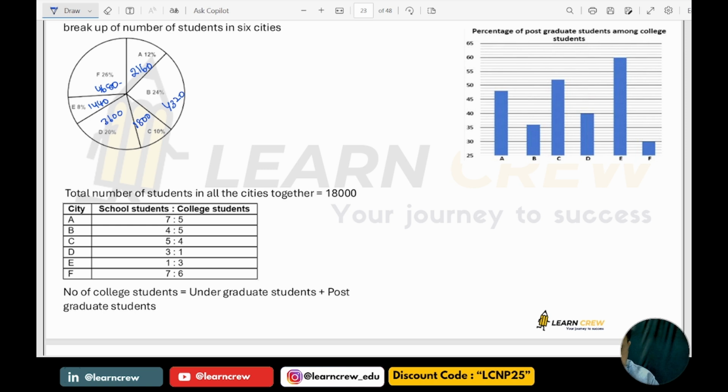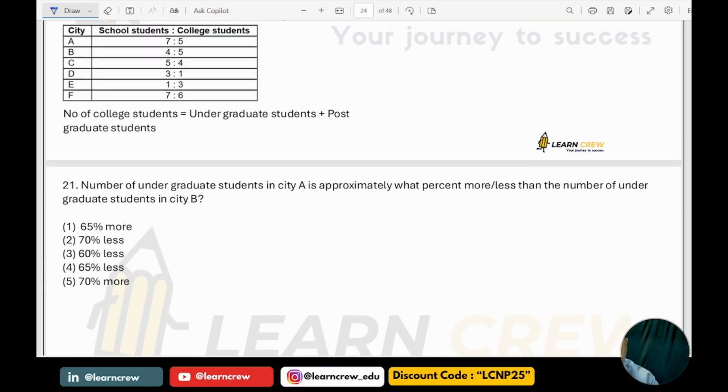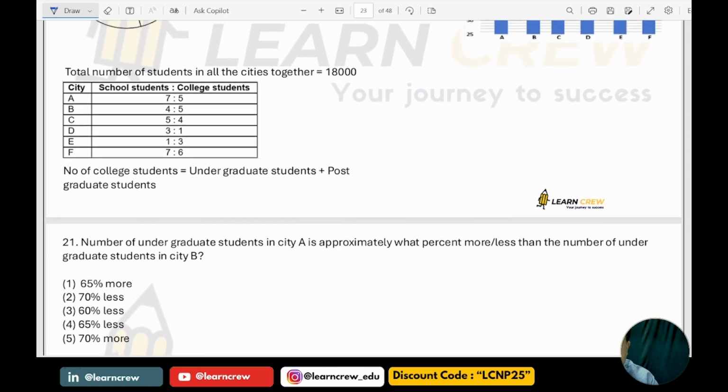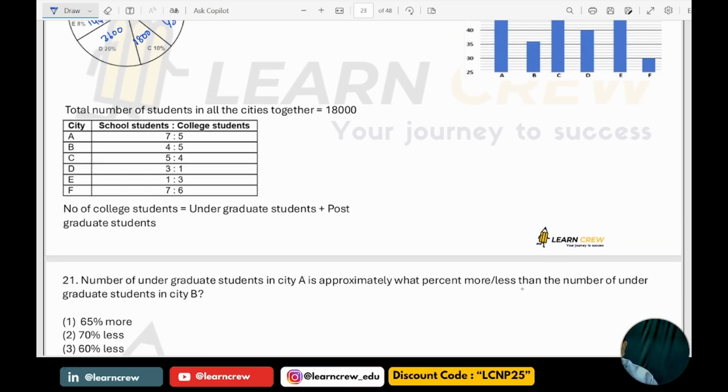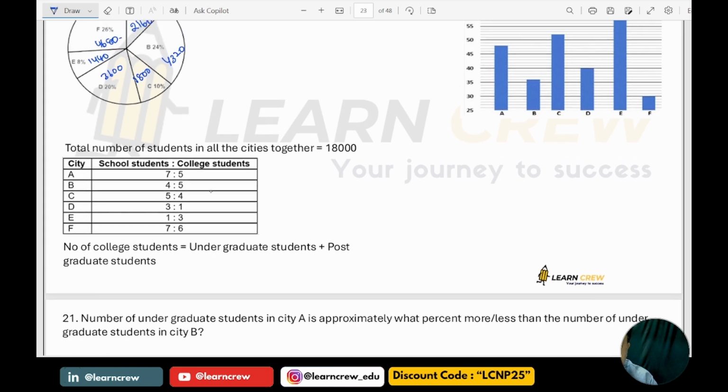Now please see. Number of undergraduate students in city A is approximately what percentage more or less than number of undergraduates in city B. So number of college students in city A is how much? 5/12 of 12 parts is 2160. Each part is 180. Thereby 5 parts is 5 into 180, 900, and 7 parts should be school students. Now the data we don't want now.